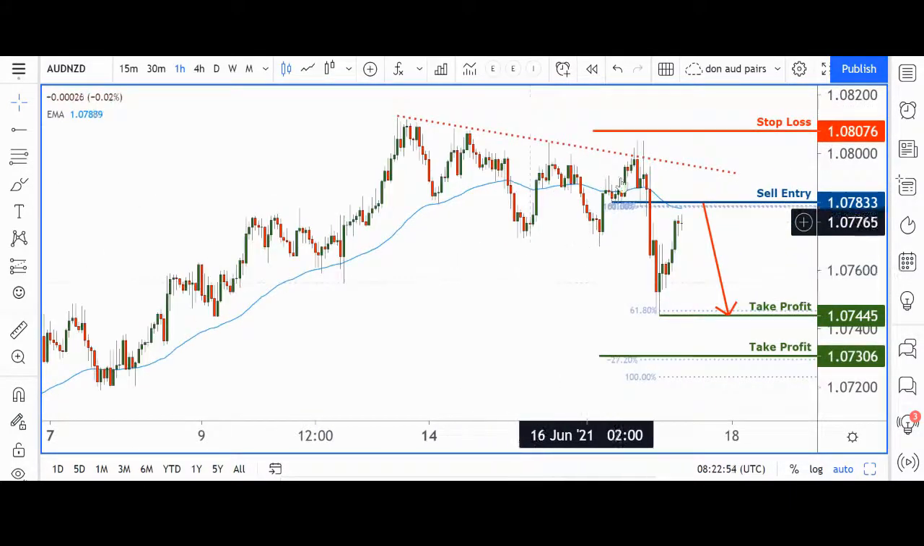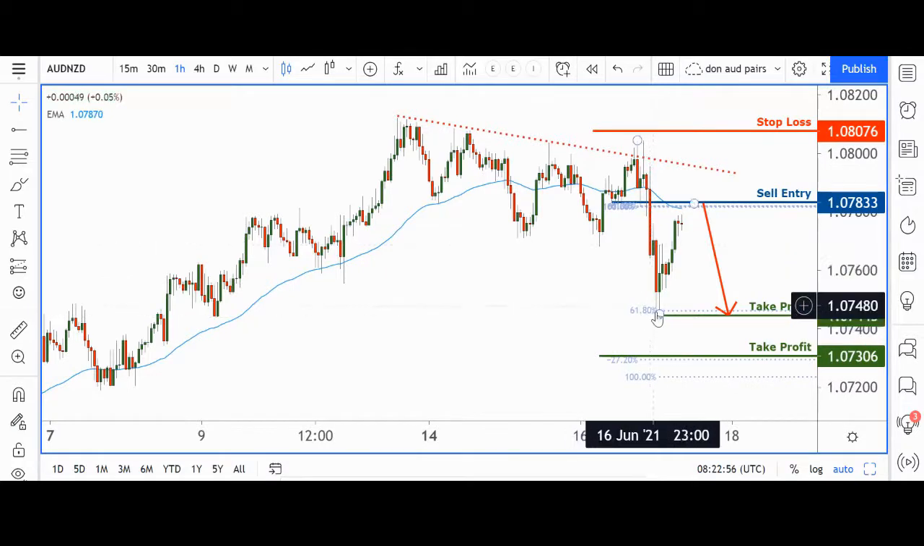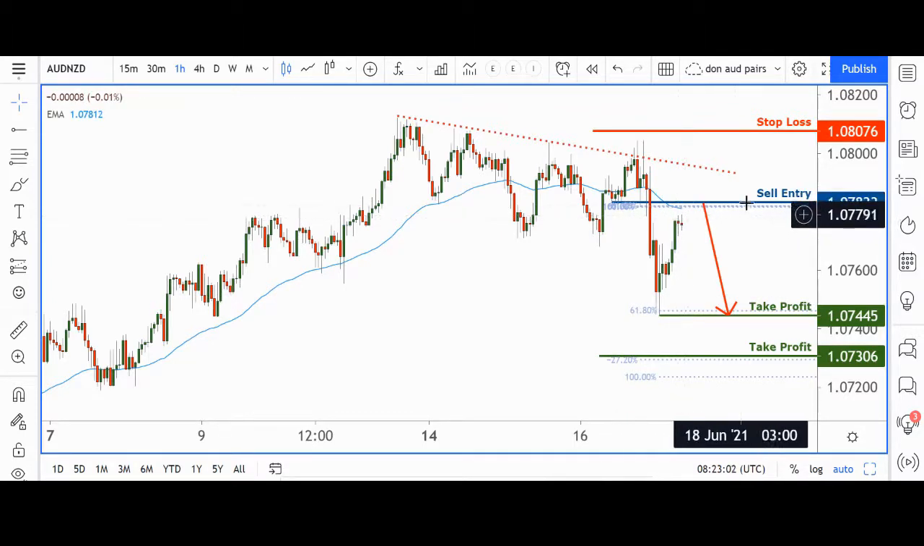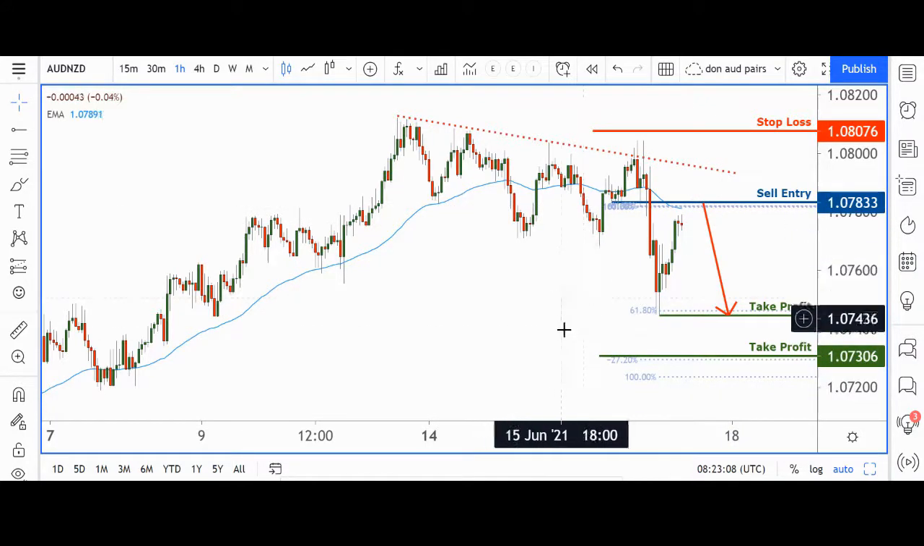From now, we can see it was a strong push of price downwards, down below the moving average, and now it looks like it's coming back to retest that moving average in line with our sell entry level, and that's when we expect the market to make a reversal. So that's what I can see on Aussie Kiwi, and that's the idea I have for Aussie Kiwi for today's trade of the day.